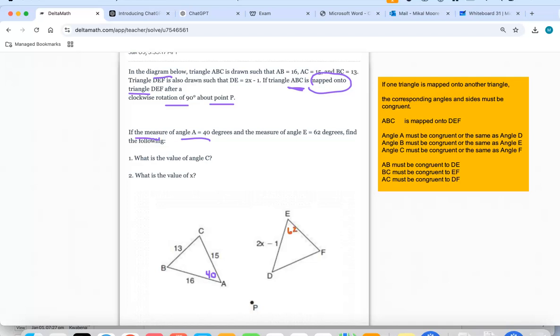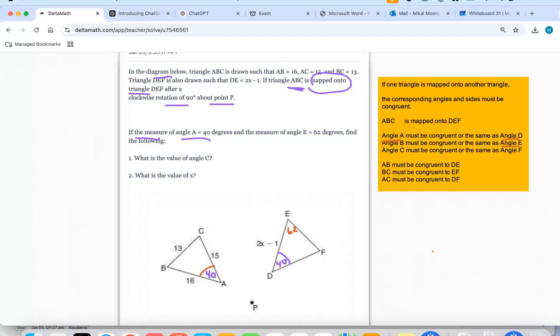Well, these are two different triangles, so let's try to use this information to find more in one of the triangles. We know that A must be congruent to D. So if A is 40, this angle right here is 40 degrees. Which other angle must also be 40? If you said angle D, you are correct. So angle D must be 40, so we can write 40 right here. All right. Similarly, if angle E is 62, which other angle must be 62?